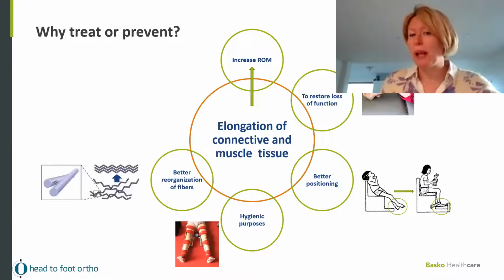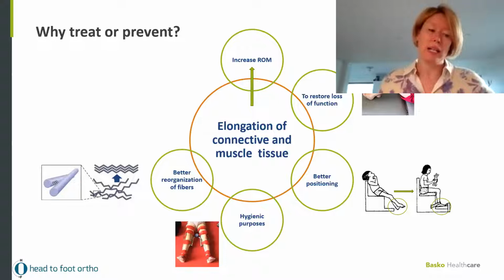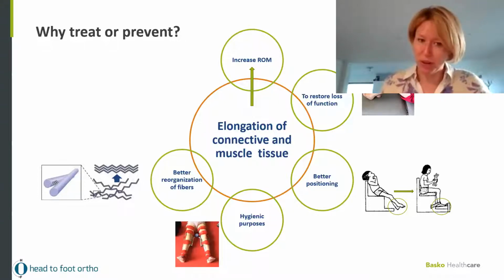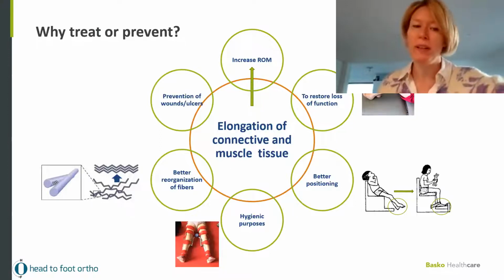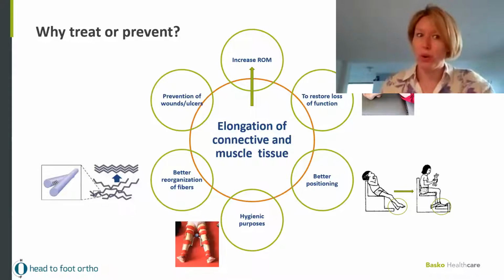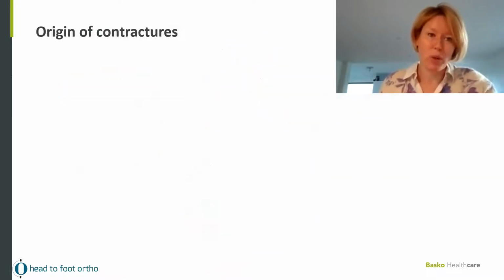And then, of course, applying slow force and prevention is to make sure that the tissue underneath is under good traction, which makes for a better reorganization of fibers. And a very important thing, and I always say, once you've smelled them, you really know you should prevent: ulcers or bad wounds. So of course, we'd like to open up the limbs just to have, again, hygiene, but also not to make wounds.